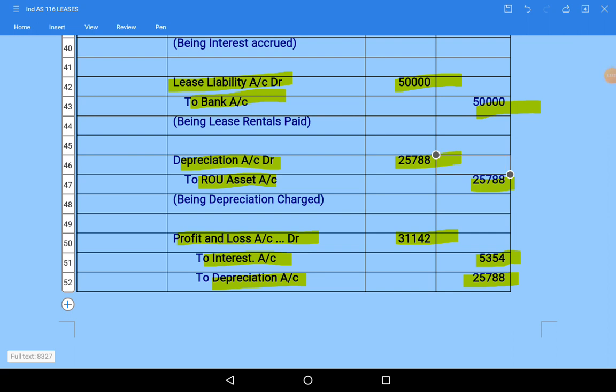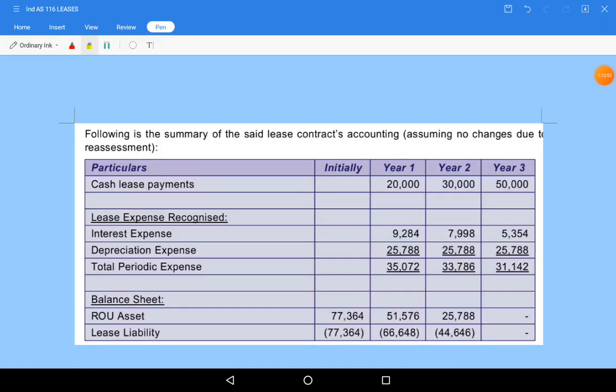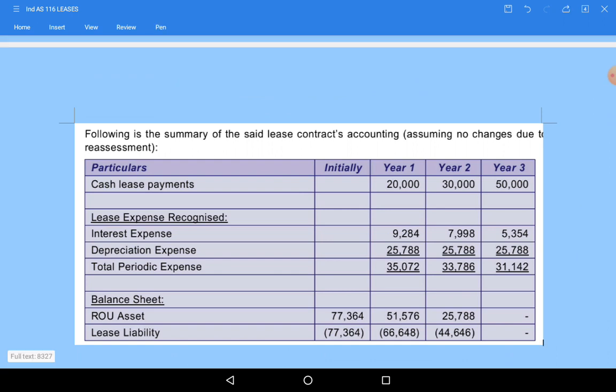Sometimes, in addition to general entries, he may also ask you how it will be presented in the financial statements. So what are your financial statements? Your financial statements will be the P&L account and balance sheet. Full information we don't have, so we can prepare the extract of P&L account and balance sheet, that I will show you. After general entries, the summary statement of lease contract and financial statements, how they will appear. Because we don't have the entire balance sheet and P&L information, only an extract will be shown here. So let us see these things.